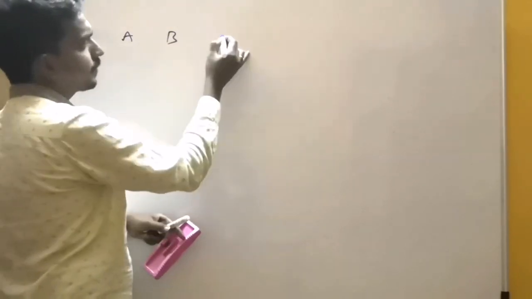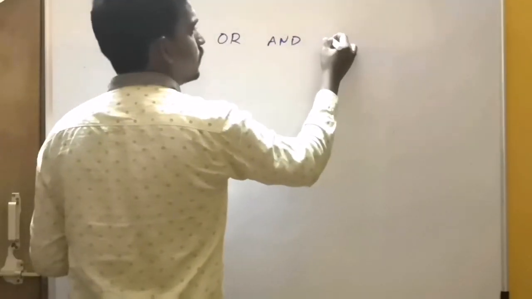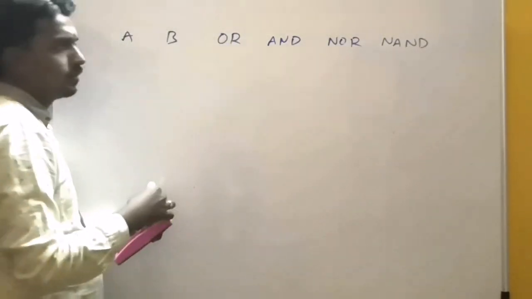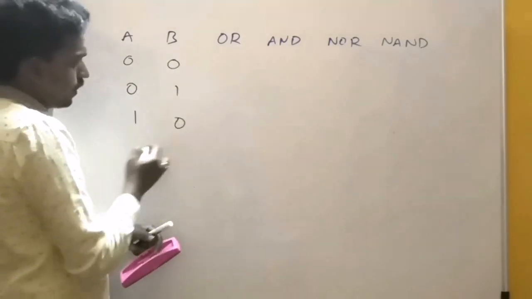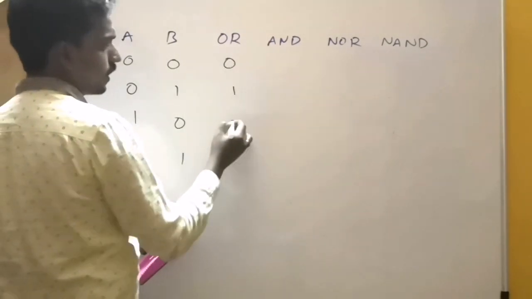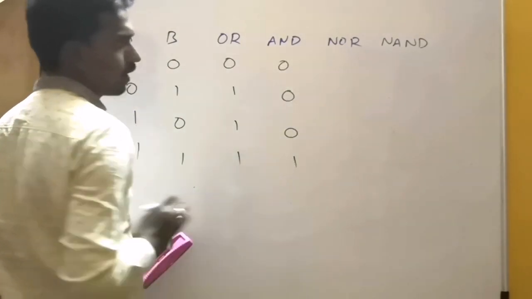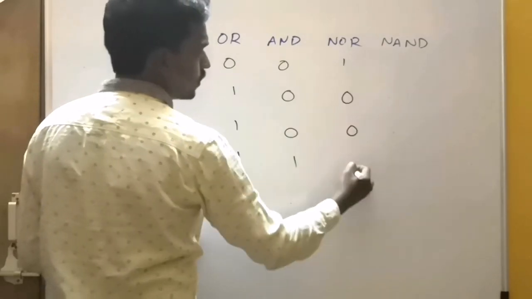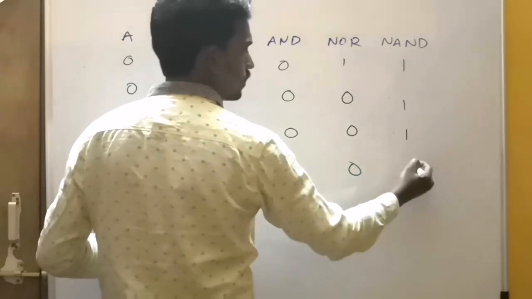Now A, B, and this is OR, this is AND, this is NOR, this is NAND. The combination is 0, 0, 0, 1, 1, 0, 1, 1. OR gate means 0, then the rest is 1. AND gate is 0, 0, 0, 1. NOR is opposite to this one: 1, 0, 0, 0. NAND is opposite to this one: 1, 1, 1, 0.